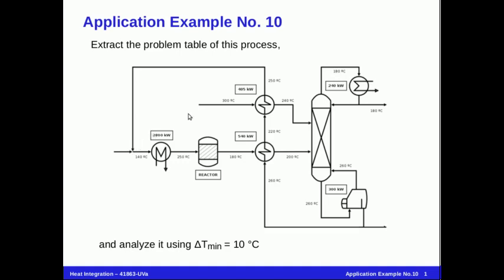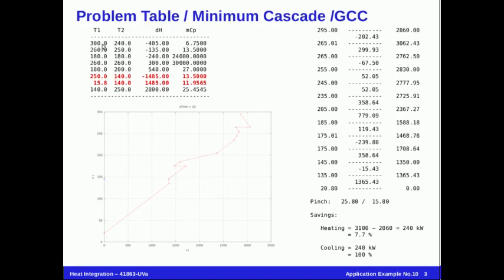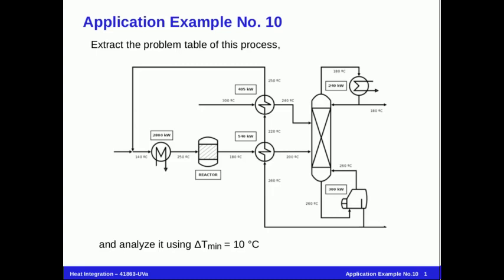We have a first hot stream from 300 to 240, exchanging 405 kilowatts. This is a second hot stream. This is a little bit more tricky, from 260 to 250. This passes through for 220, but this is cooled and then heated. And this is probably not the right solution. This is how it is working now, but probably you can do better.